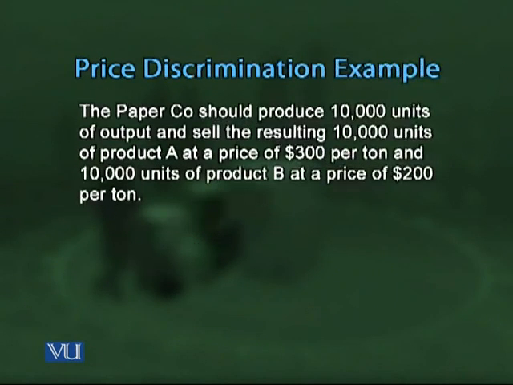This means that the paper company should produce 10,000 units of output and sell the resulting 10,000 units of product A at a price of $300 per ton, and 10,000 units of product B at a price of $200 per ton.